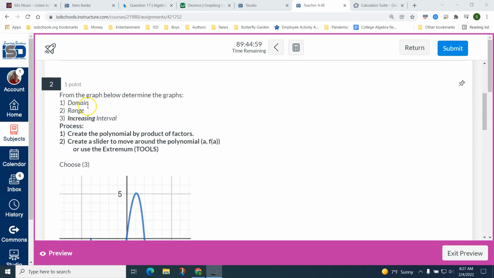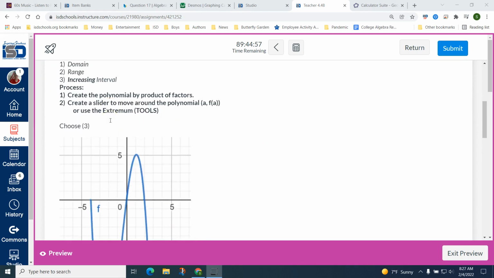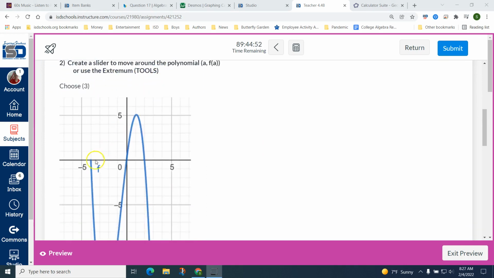All right, this next question is a review. It says find the domain, the range, and the increasing interval. And this is just the directions of how to do it. Now, the trick of this is it has a starting point. Polynomials are generally from -infinity to +infinity, but this one has a starting point at this root of -4. So I want to put the root of -4 in, 0 in, and 2 in.